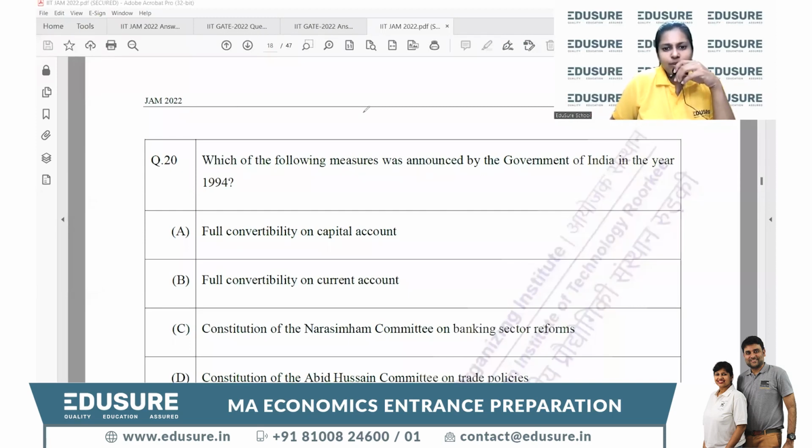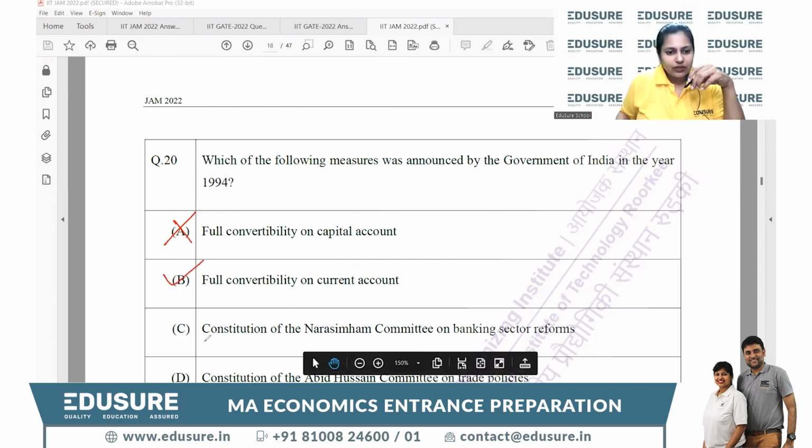Question 20. Which of the following measures was announced by the Government of India in the year 1994? Full convertibility on the capital account, we don't have that. Full convertibility on the current account, yes, that happened in 1994. So we don't need the others.